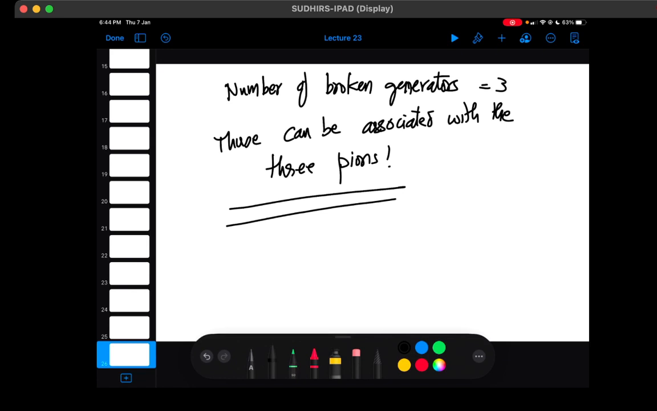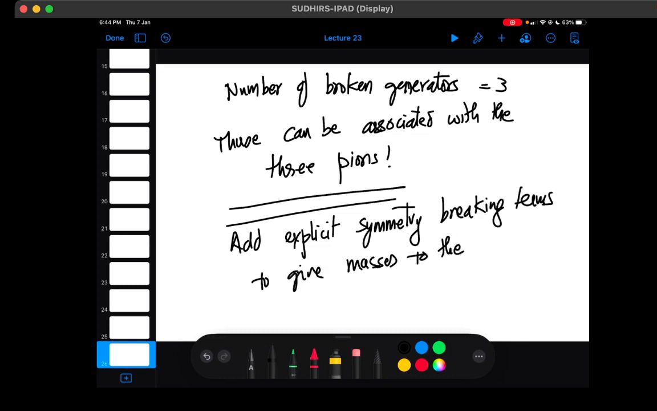And are the pions massless? No, they are not really massless, they are massive. So how do you give masses to the pions? You add explicit symmetry breaking terms, which are dimensionful terms, to give masses to the pions. So what Nambu did was to associate the pions, these bound states, with the Goldstone bosons of the spontaneous symmetry breaking of a larger symmetry, like SU2L times SU2R.